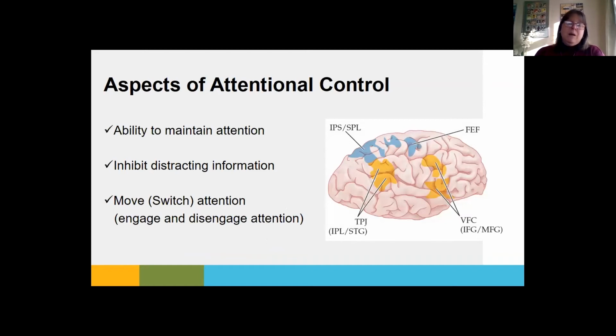So when cognitive psychologists really started to examine how attention works in the 50s and 60s, they started to look at, well, what are the different aspects of attention and how we try to control our attention. So they wanted to ask questions like, how can we maintain attention? How can we inhibit or avoid distracting information? How do we switch between attention on one task to another?